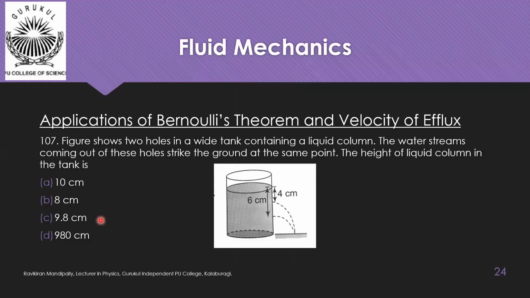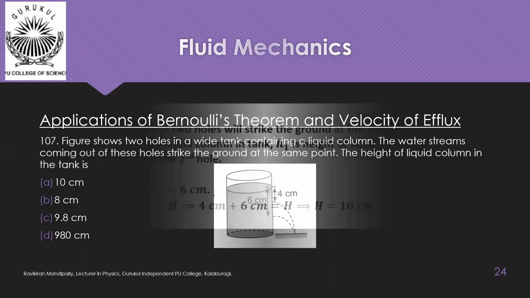Then question number 107. The figure shows two holes in the wide tank containing a liquid column. The water streams coming out of these holes strike the ground at the same point. The height of the liquid column in the tank is?